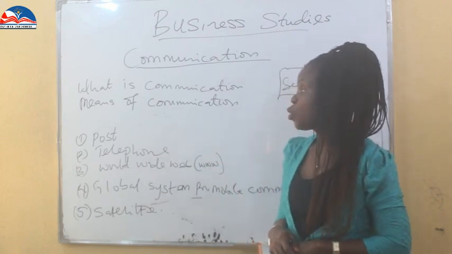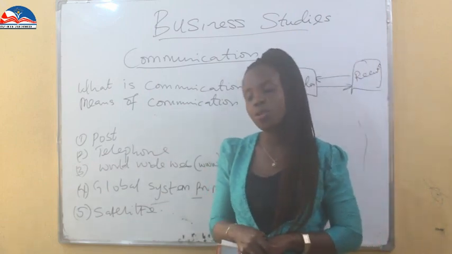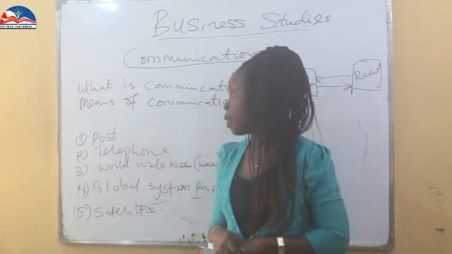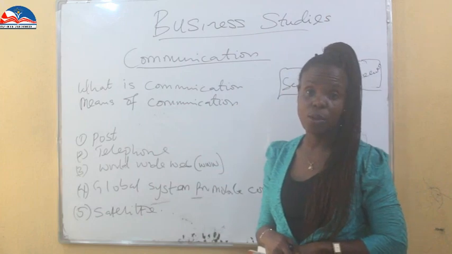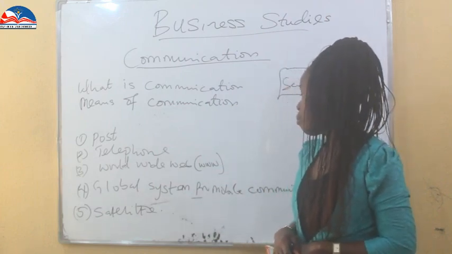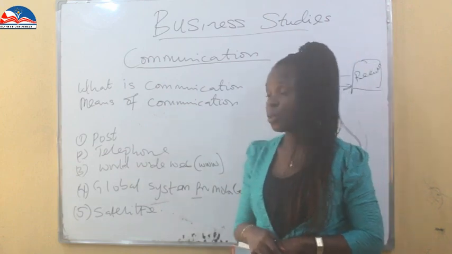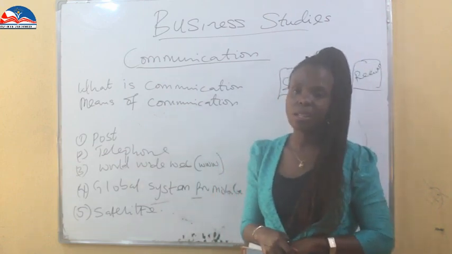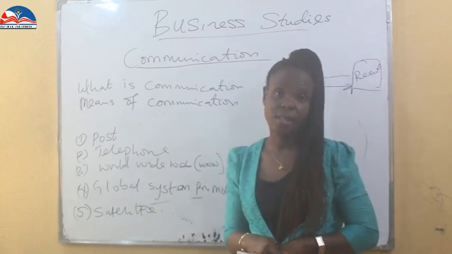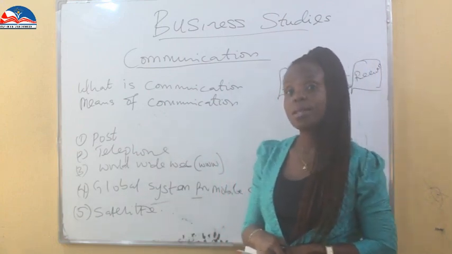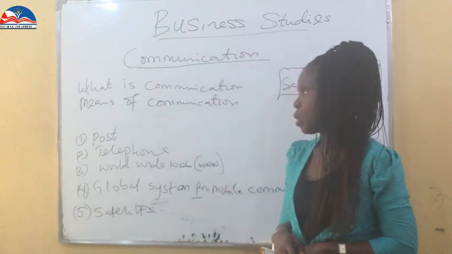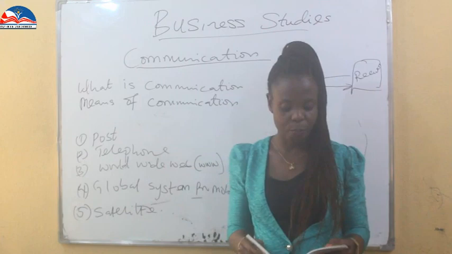Now, having seen what communication is, we have different means of communicating. We can communicate through post, we can communicate through telephone, we can communicate through World Wide Web, we can communicate through global system for mobile communication. That's another way. Then we have the satellite, the global communication system through a wireless means. That's the fourth one. Let's take them one at a time.